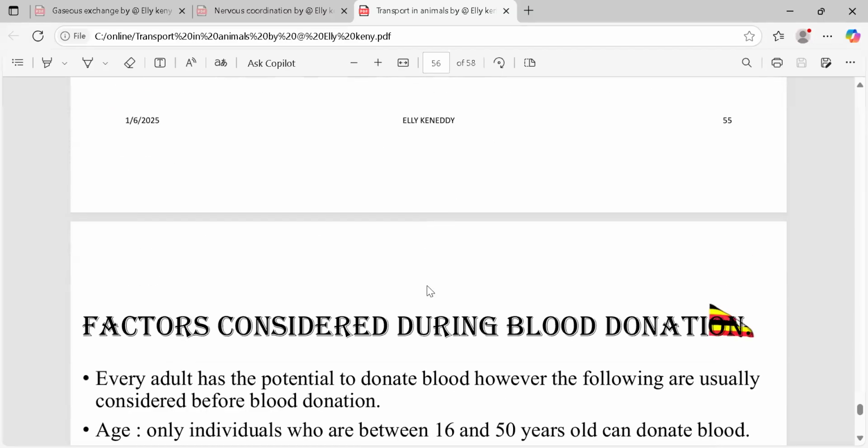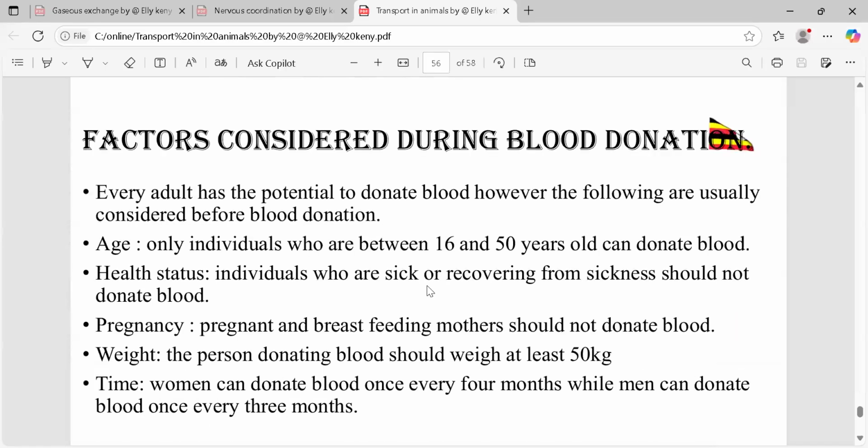So let's go through the factors considered during blood donation. Who must donate blood? That's the first thing. Every adult has the potential to donate blood. However, the following are usually considered before blood donation.